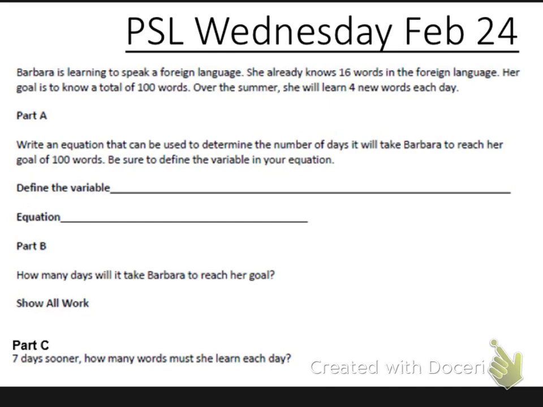Now, Barbara is learning to speak a foreign language. She already knows 16 words in the foreign language. Her goal is to know a total of 100 words. Over the summer, she will learn 4 new words each day.